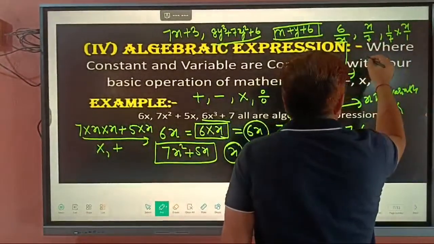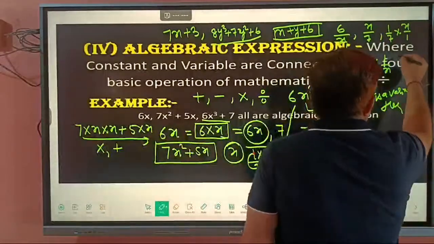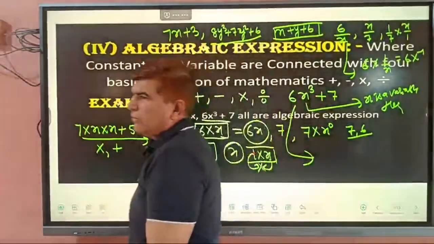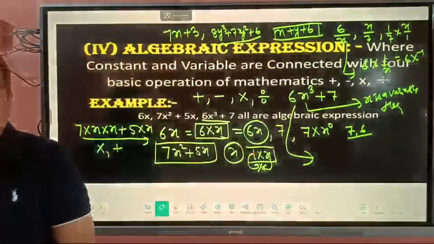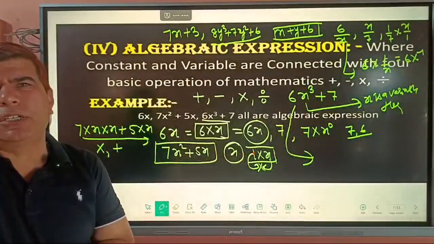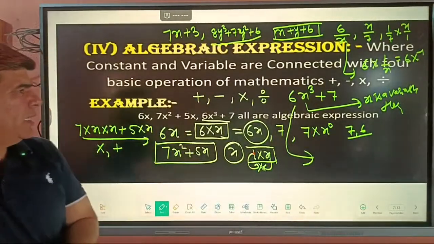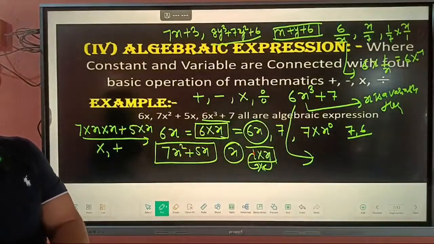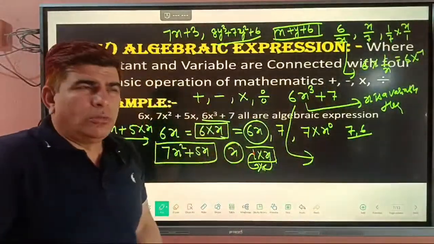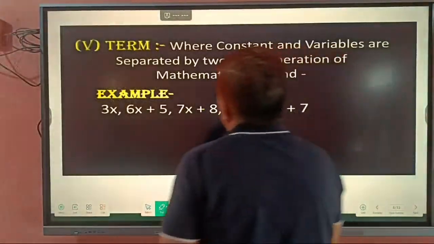How can we write this? 6 into 1 by x, or this we can write as 6x power this. Definitely an algebraic expression. So we can say here constant and variable are connected with the four basic operations of mathematics. That one is known as an algebraic expression. There are so many examples. I told you, if any problem, then tell me through comments.